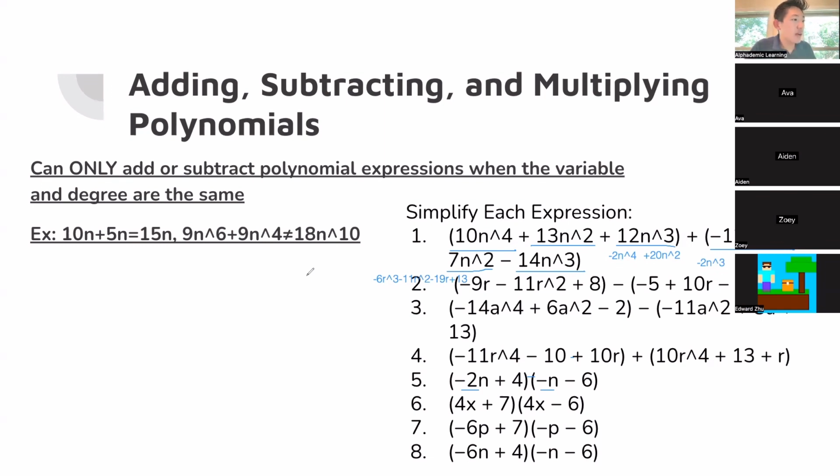Number 6, you would get 16x squared plus 4x minus 42. And number 7, 6p squared plus 29p minus 42. And then for number 8, you would get 6n squared plus 32n minus 24. Does anyone have any questions as to how I got those answers? Okay, I do not see any questions, so I will keep moving along.